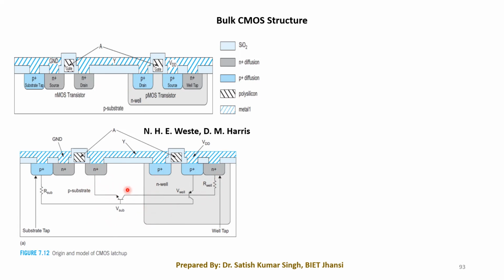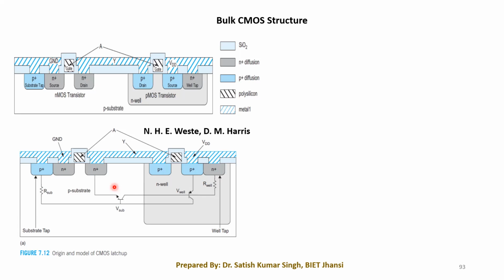This is not the only thing, that a parasitic transistor is there. There may also be certain parasitic capacitances available within the device, and that is going to affect the speed or the performance of the device.